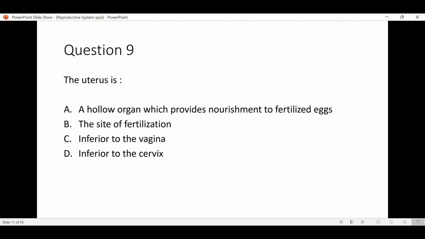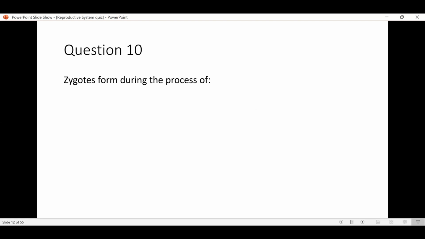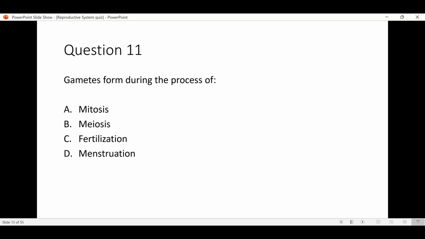Question 10. Zygotes form during the process of mitosis, meiosis, fertilization, menstruation. Gametes form during the process of mitosis, meiosis, fertilization, menstruation.